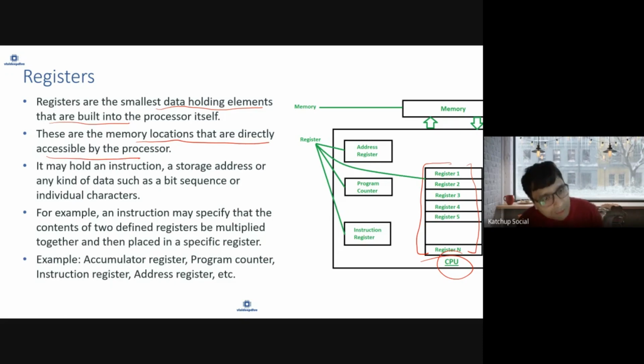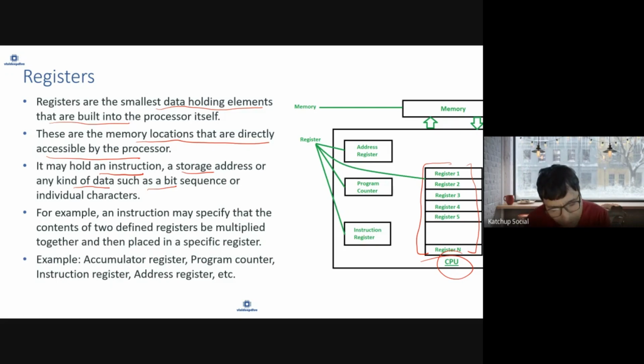What can be in these registers is it may hold an instruction, it can also hold an address which you want to read, or sometimes it can hold data directly, or some other bit sequence, depending upon what instruction set architecture you have. So it can hold instructions, data, or addresses, but the thing is these are the smallest data-holding elements, closest to the processor and directly accessible by the processor.